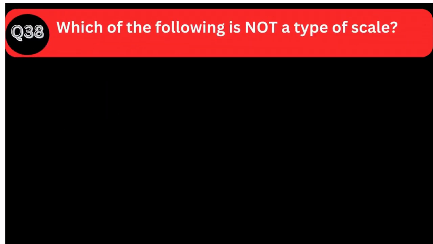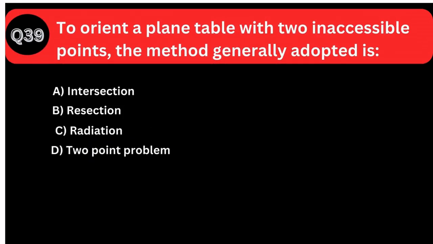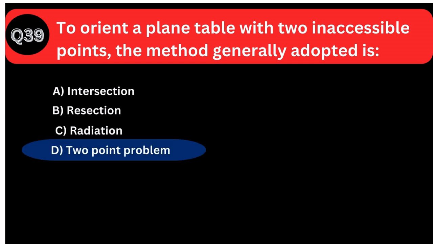Which of the following is not a type of scale? Options A, vernier scale, B, plane scale, C, scale of chords, D, scale of chains. Answer D, scale of chains. To orient a plane table with two inaccessible points, the method generally adopted is? Options A, intersection, B, resection, C, radiation, D, two-point problem. Answer D, two-point problem.